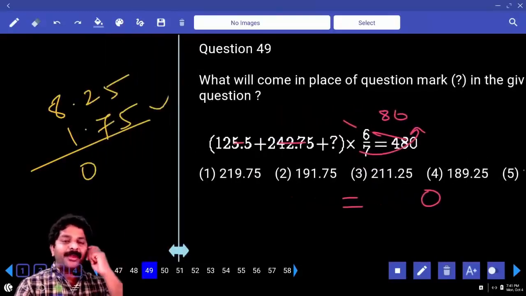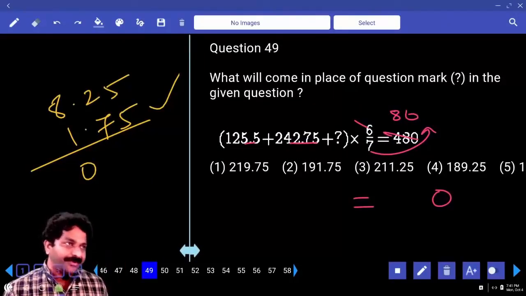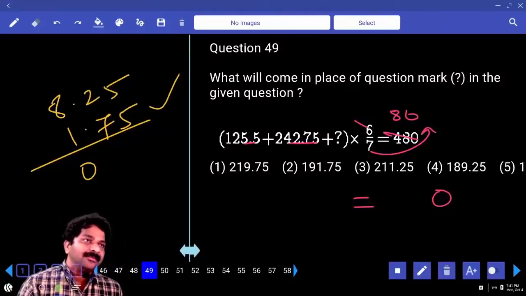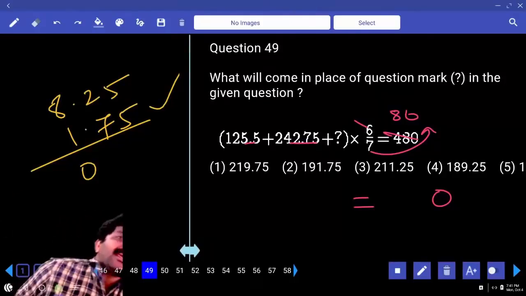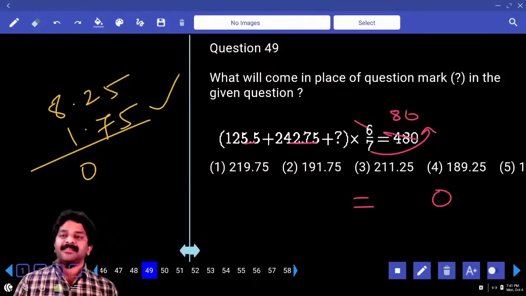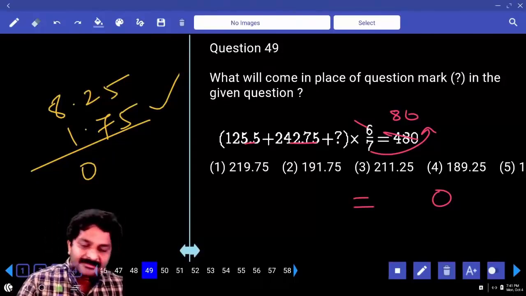Answer must end with 1.75 because already we have 8.25. But right hand side we have 0. That means you should add a number which ends with 1.75. Is this clear? Next.